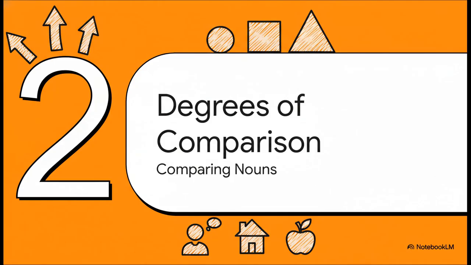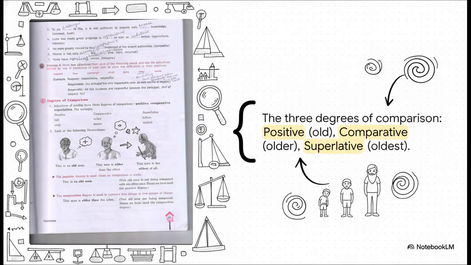All right, let's move on to a very, very important topic for your exams, degrees of comparison. You see, we don't just use adjectives to describe something, we also use them to compare things. And there are three main ways we can do this. Just look at this picture. It explains the idea so well.